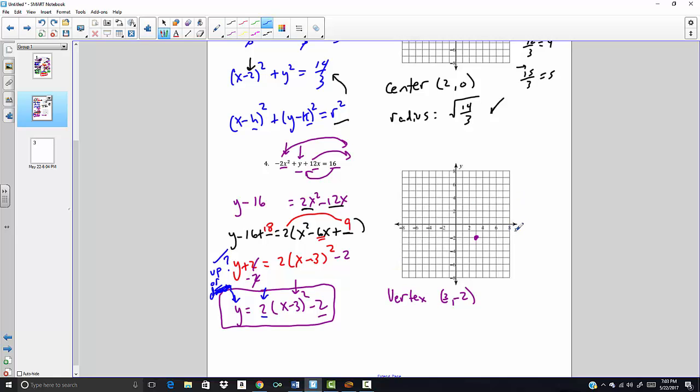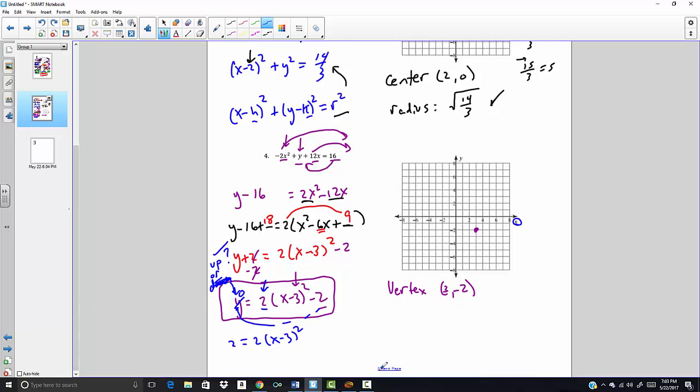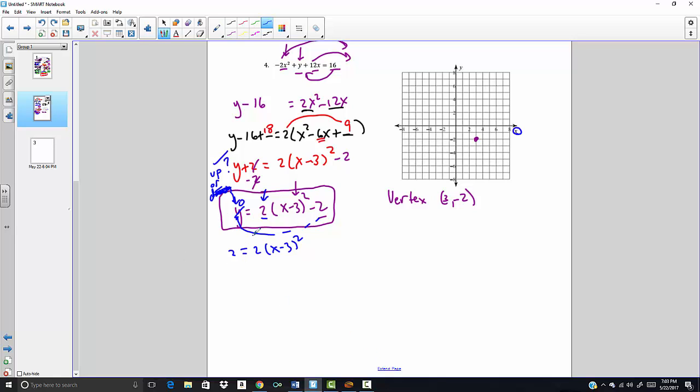If possible, the best thing to do is to find x-intercepts, also called zeros. And all you do for that is set y equal to 0. That's why they're called zeros. And then we'll just move this 2 back over. And now we have 2 is equal to 2 times (x minus 3) squared. So it's the same thing you've done in Algebra 1. And we're just going to solve this for x.